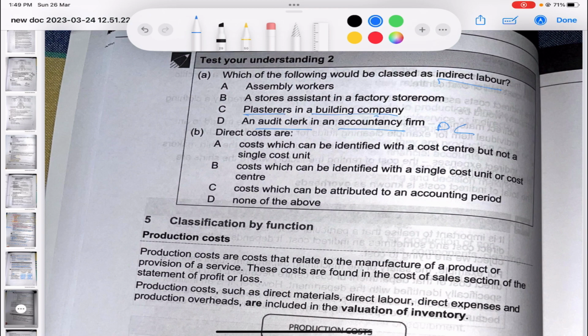Plasterers in a building company. The operating activity of making a building is plastering. So this is also direct labor. A store assistant in a factory storeroom. The purpose of a factory storeroom is storing only, right? But think about it for a second. A factory storeroom store assistant, is it direct or indirect? Are the store assistants involved in the production of the product? No, they are only storing the goods. They are not involved in producing the goods. So hence, this is indirect labor.